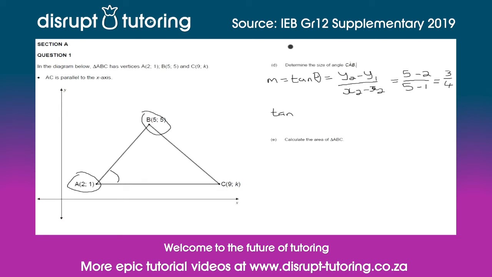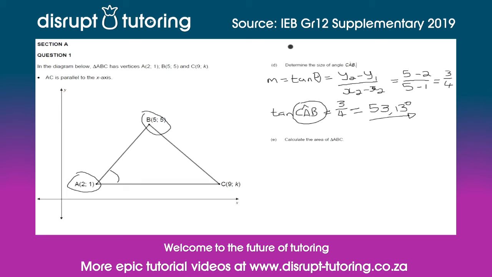So therefore we can rewrite this as tan of CAB equals 3 over 4. Putting this into your calculator, remember substituting 3 over 4 for this angle A, we come out with the answer of 53.13 degrees. That's what I get. So that's for 3 marks.